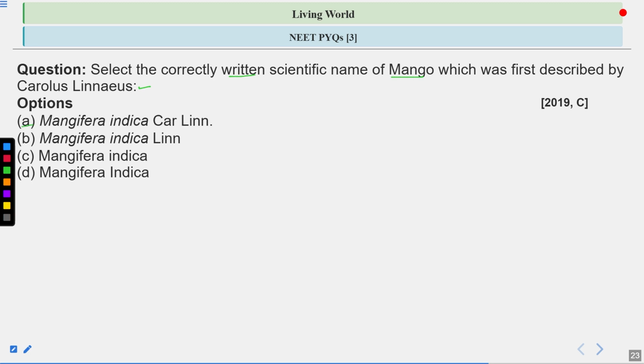So what are the options here? Option A is Mangifera indica, Carolus Linn. Okay, the name of the author is written in abbreviated form. B is Mangifera indica Linn. Then C is Mangifera indica, and this has not been italicized. And D is Mangifera Indica, here they have written the species name starting with a capital letter, capital I. So what will be the correct answer here?